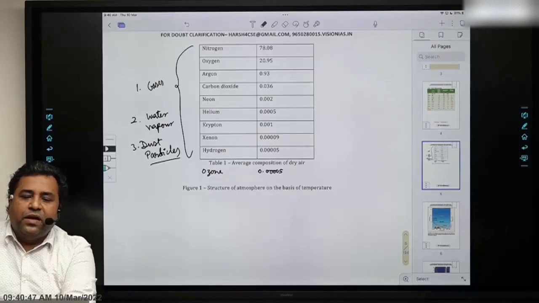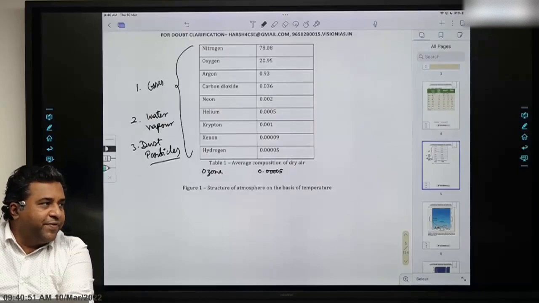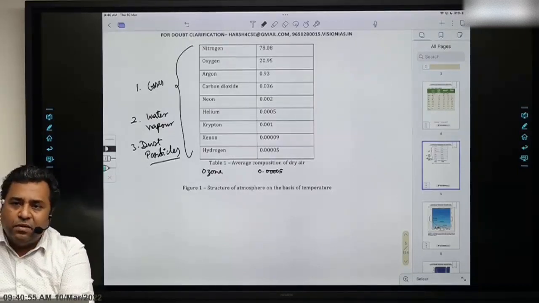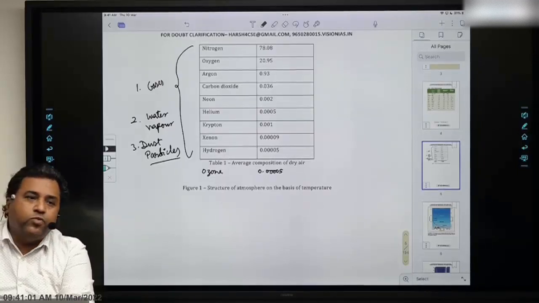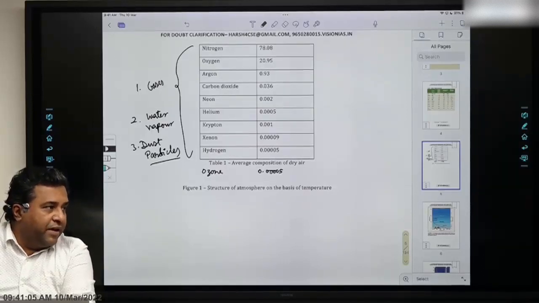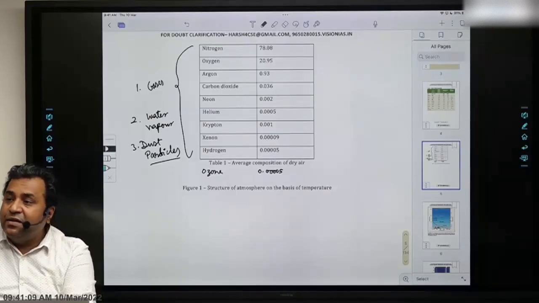Okay. And in which region should we find more dust particles and which region should we find fewer dust particles? Where there is more precipitation and rain. What does the rain do to the dust particles? Does it allow them to stay in the air or does it wash them down? So in rainy regions, dust particles will be less. So regions which get frequent rain, the dust particles are fewer.